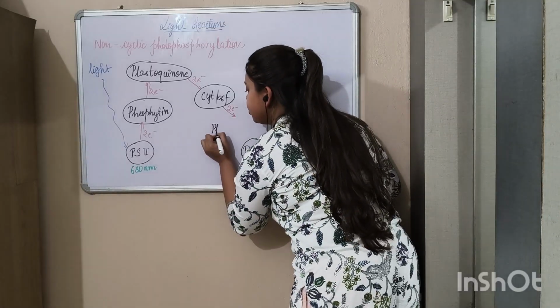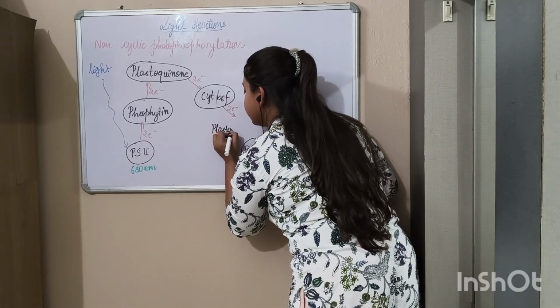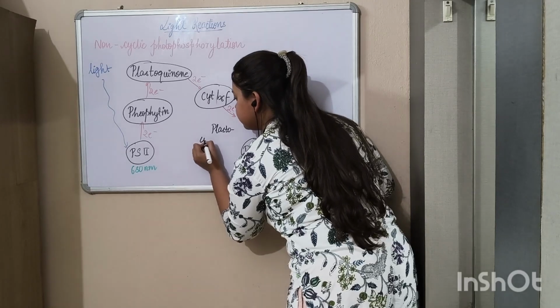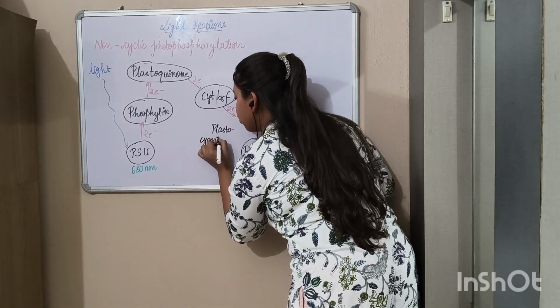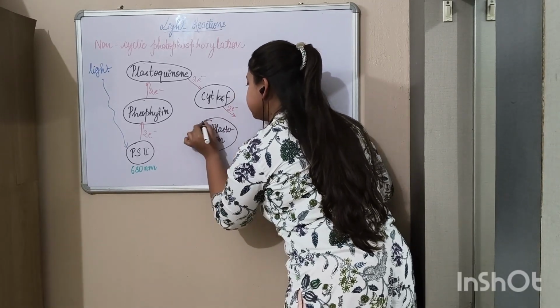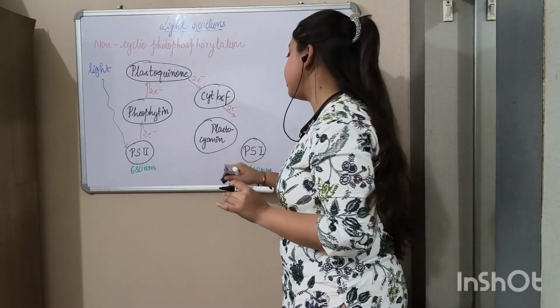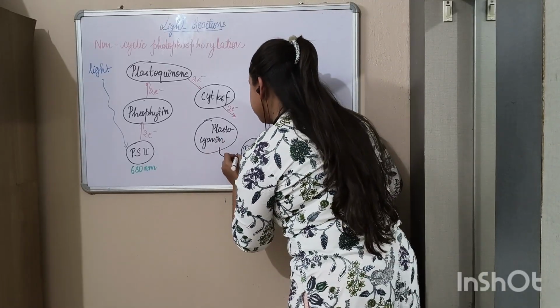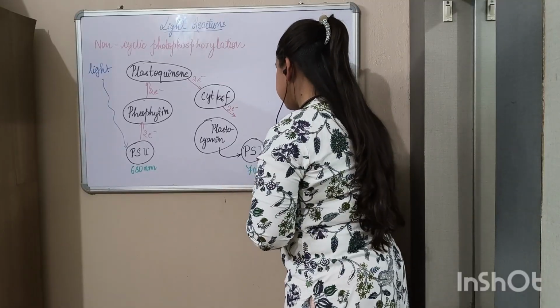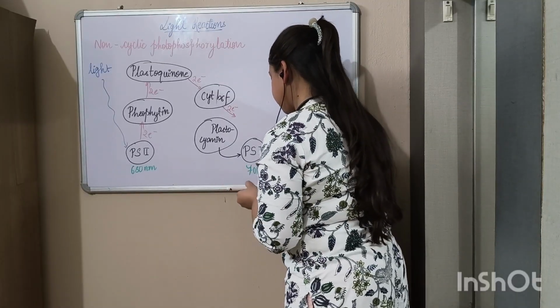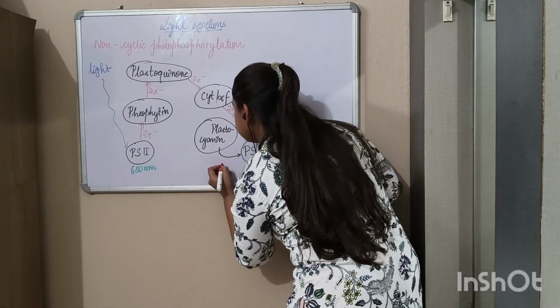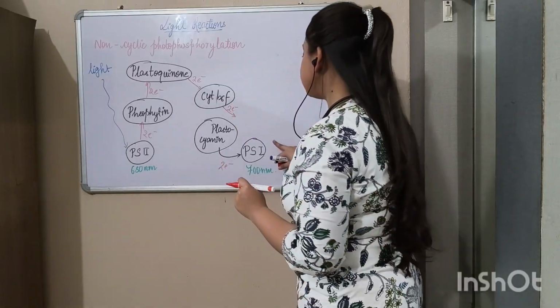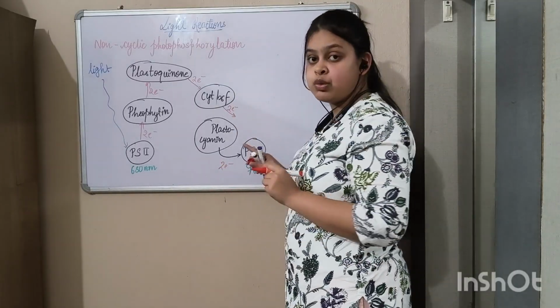The plastocyanine molecules are also electron carriers, but these are copper containing molecules. Copper containing mobile electron carriers that will move from here to the photosystem 1, and it will transfer the 2 electrons to the photosystem 1. These 2 electrons will reach the photosystem 1.